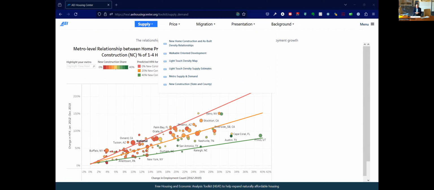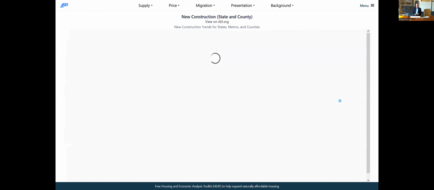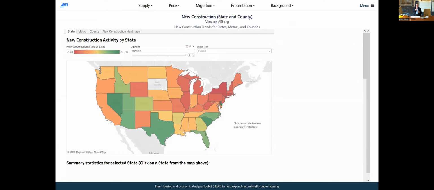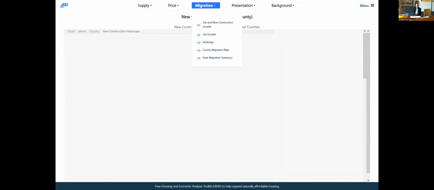To keep on schedule, we're now ready to move to Tool 6, which is new construction, state and county. We'll go through this pretty quickly. You can see what the activity is by state. You see California is pretty low. The Northeast is the lowest, but California is pretty dark orange. And if you go to LA, we have this broken up by both entry level and move up. You can look at it by year. We'll start with 2012 and then show 2022 as the maps are loading.